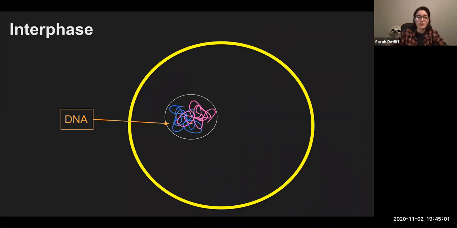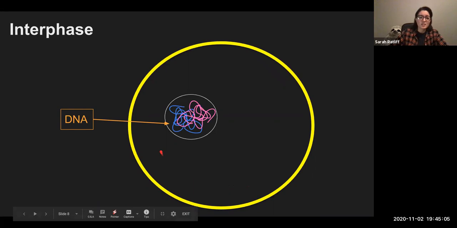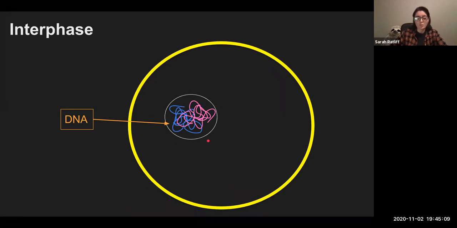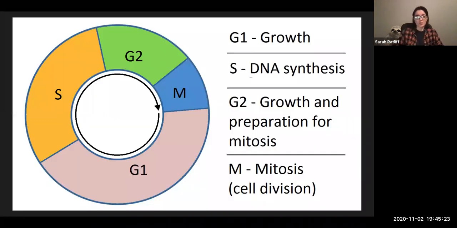So let's get down to it. Interphase. When a cell is at interphase, here's our cell, this grayish circle in the middle, that is our nucleus. And of course, what we remember from our organelles, our nucleus contains our DNA, our genetic information. And in this interphase stage, they're all just kind of squiggly and chilling and not doing a lot. We go through our stages, our G1, our S, our G2, and then we'll move on to our mitosis.